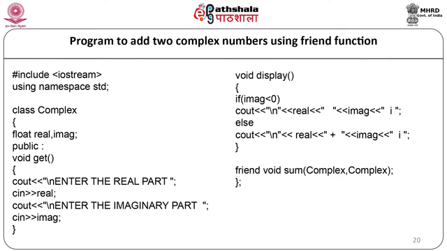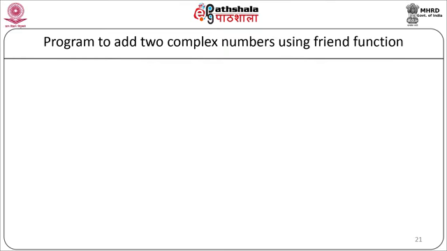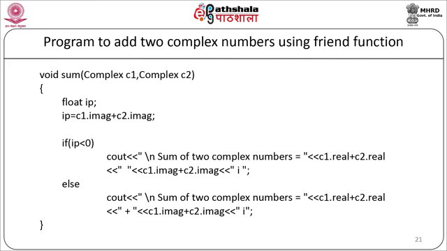Now we will declare one friend function as friend void sum(Complex, Complex); and our class will end here. As you can notice, this sum will take two arguments, two objects of the same class Complex. Now outside the class we are going to define our friend function as void sum(Complex C1, Complex C2). It is going to add two objects of the same class Complex.